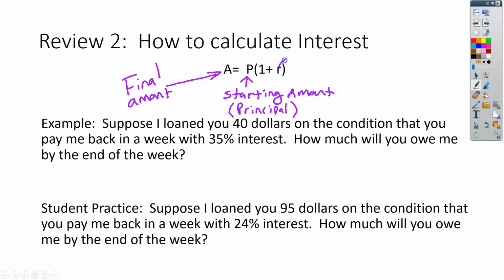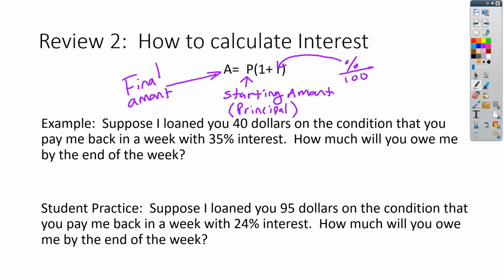And then R, you guys already remember what that is. It's your percentage divided by 100. It's how much it's increasing or decreasing. But when we're talking about interest problems, it's always an increasing thing. We're talking about adding money on, right? So there it is. So let's go ahead and apply this really quick.